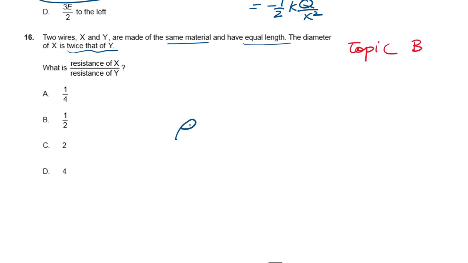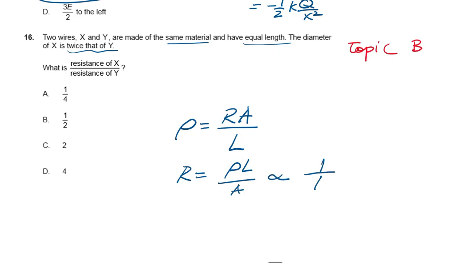Our resistivity is equal to our resistance times A, which is our area, divided by L. And we're told equal length, and we're talking about resistance. So let's make R the subject: resistivity times L divided by area. And so what we can say is it's proportional to 1 over area, because same material, same length, that means L and resistivity are constant.